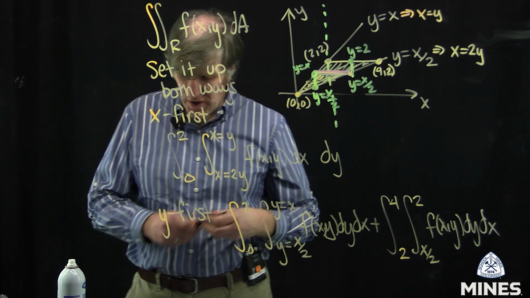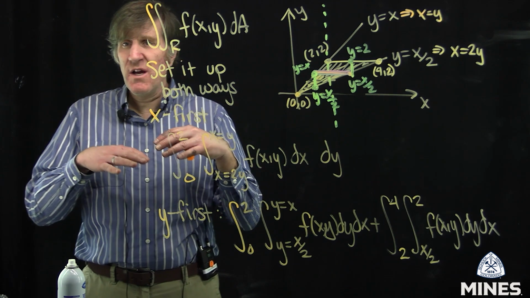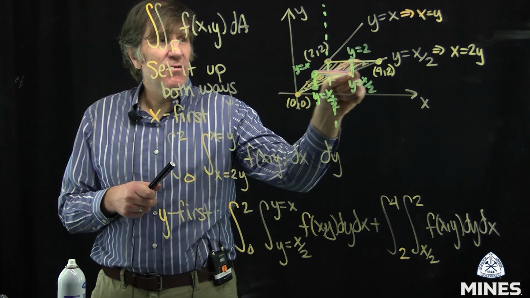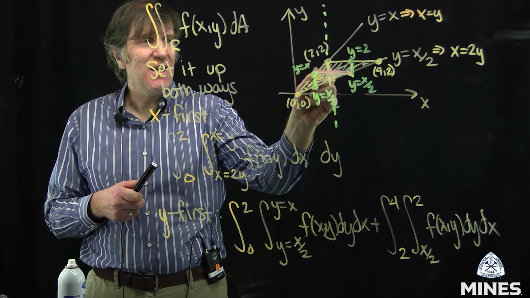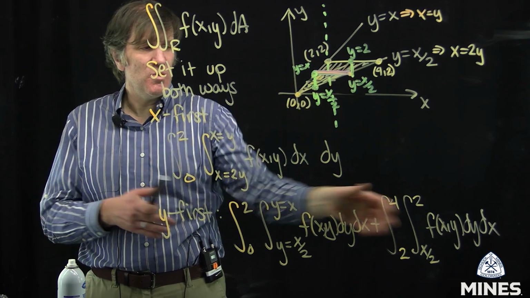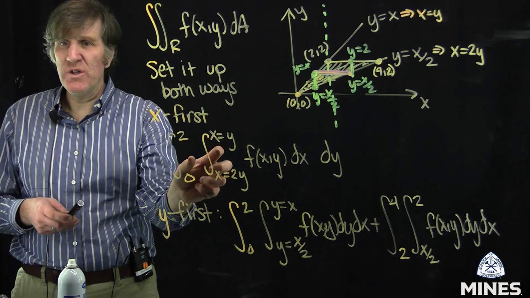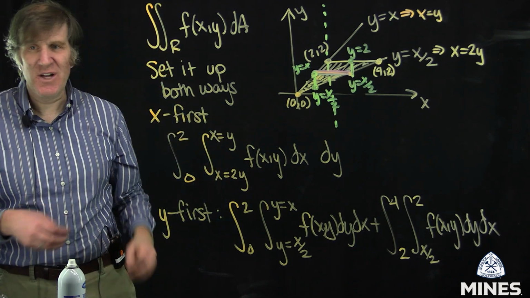Because of the nature of the region, you can't just go from a single function down below to a single function up above. The nature of which function is down below and up above changes at this dotted line here, and so you have to split the region up into two separate double integrals, and it's just twice as much work, whereas if we do it x first, it's just a single double integral to do, and it's a lot smoother and easier.